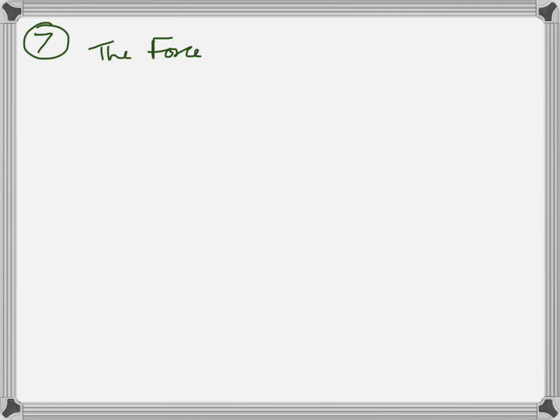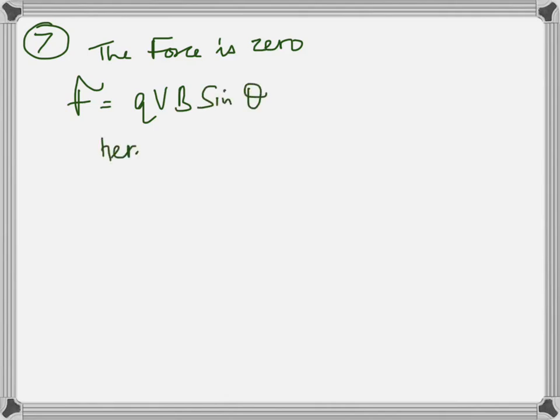Number 7. The force is 0 because theta is 0 and sine 0 is 0. Remember, when a charged particle moves parallel to a magnetic field, there is no force acting on it.